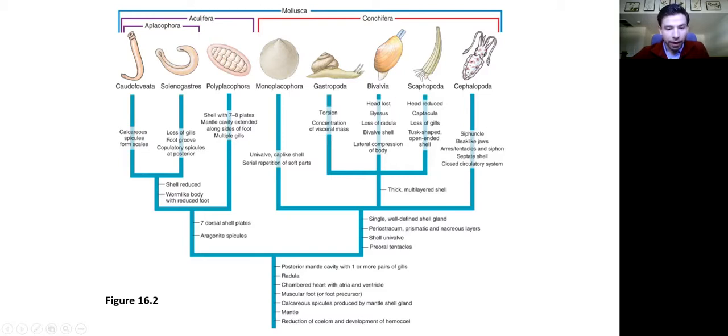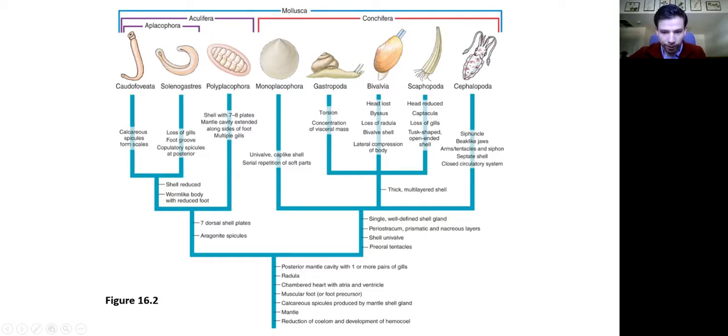Mollusks also have a muscular foot. They have a chambered heart with an atrium and a ventricle. And they have this uniquely molluscan feature called a radula. Now, there are more groups than we've actually discussed in lab or that I care to discuss now, right? In lab, we discussed the Polyplacophora, Gastropoda, Bivalvia, and Cephalopoda. There are more groups, and you don't need to worry about all of these features of each group.